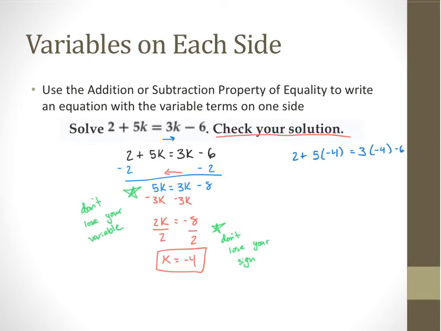All right. And now I'm going to solve. If negative 4 is the appropriate answer, if that's the right answer, then we should get the number on both sides of the equal sign. So make sure you're using order of operations correctly. So I have a negative 20 right here. 12 minus 6. 2 minus 20 is a negative 18. Negative 12 minus 6 is also a negative 18. That checks out.